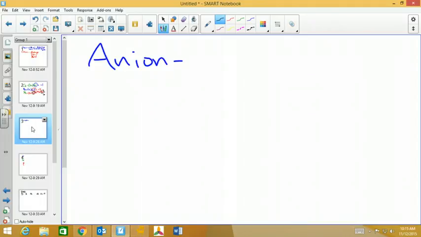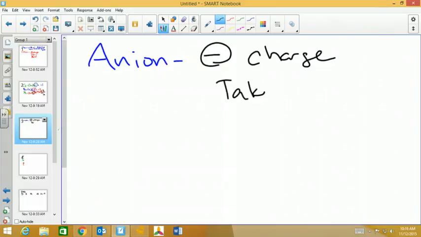So what do you think an anion is then? Some of the negative charge. Do you think it gains electrons or gives away electrons? It gains them. It takes them. It takes electrons. And what kind of element do you think this is? Metal or non-metal? Non-metal. These are our non-metals.